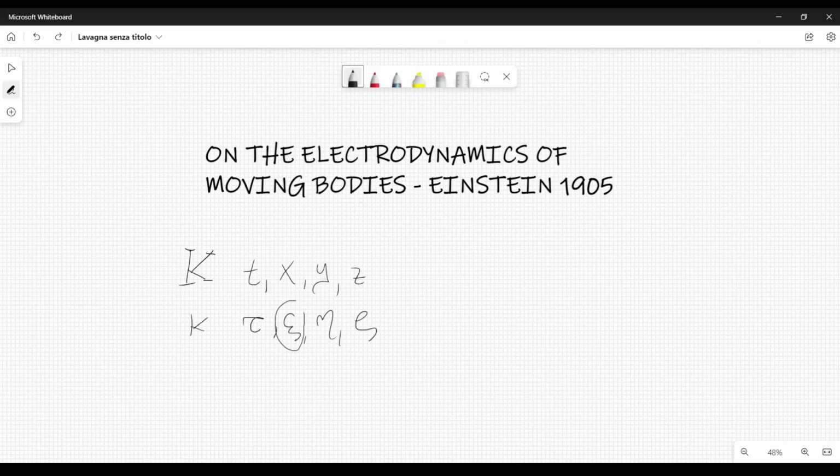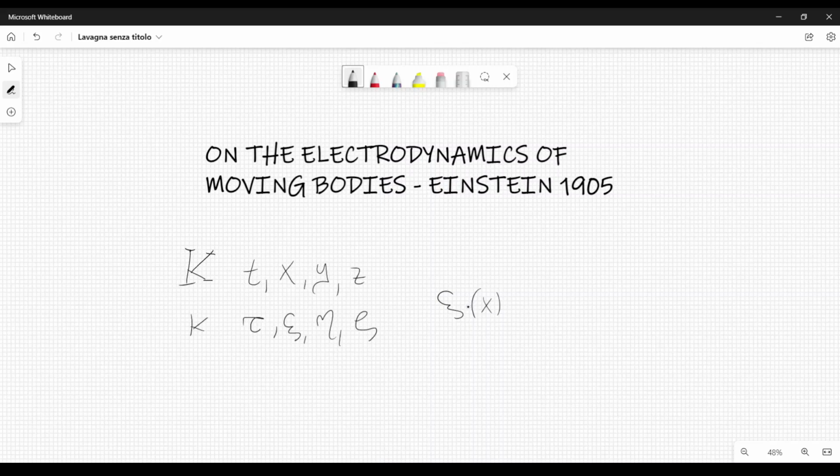The axis xi will be parallel to x, eta parallel to y, and z parallel to zeta. Now, lowercase k is the moving system. It is moving with respect to capital K along the axis xi, or x, because xi is parallel to x, and at the initial time we suppose that the origins of the two systems coincide.